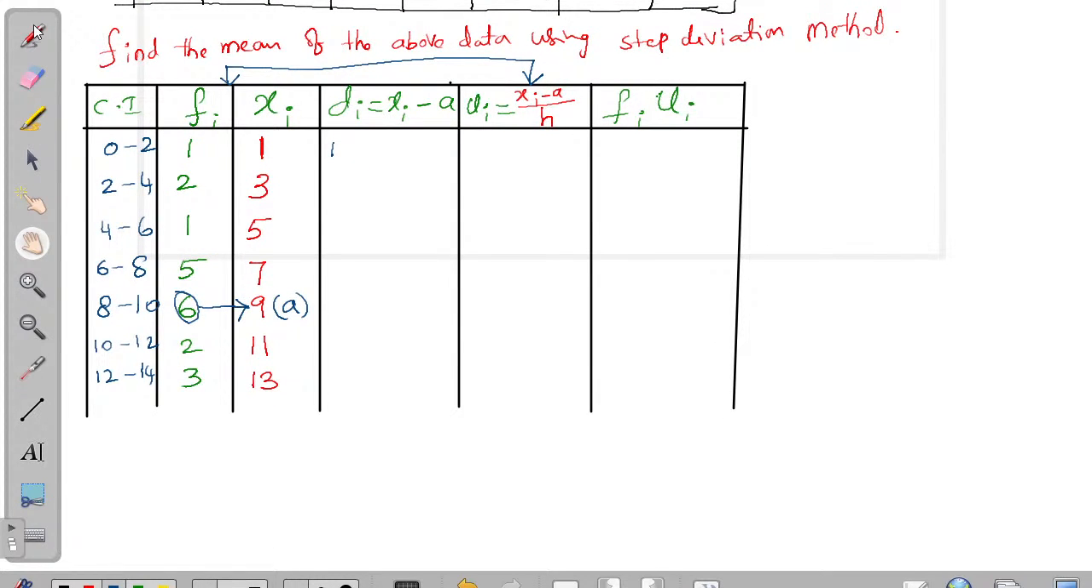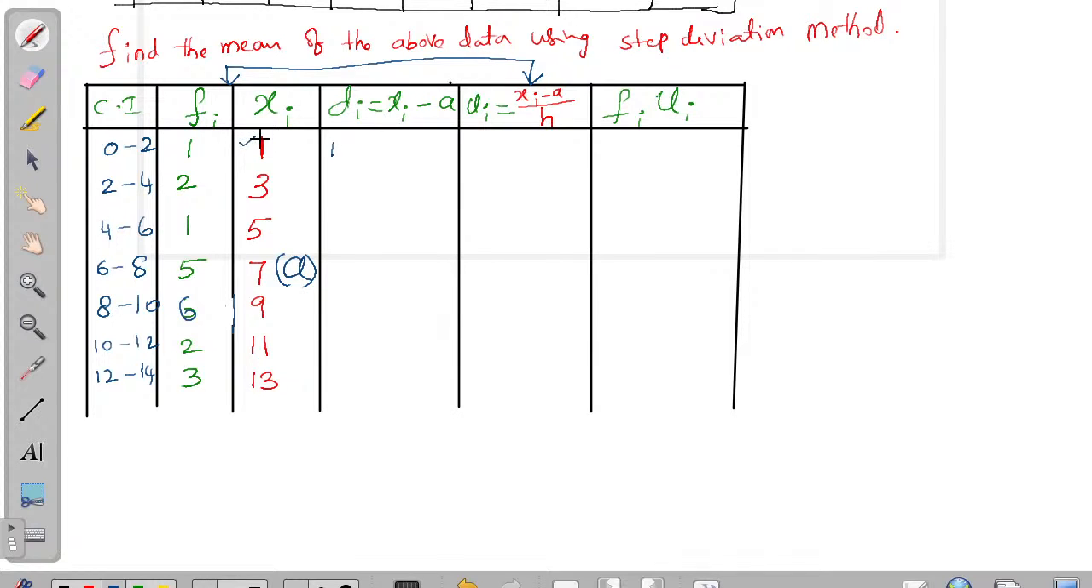Okay. Now instead of these also, if you take this, it's a 6, you know. Instead of these also, if you take this, no change in the answer. Okay, right. Now we have to find xi minus a.